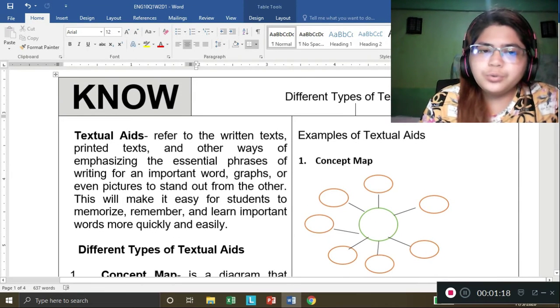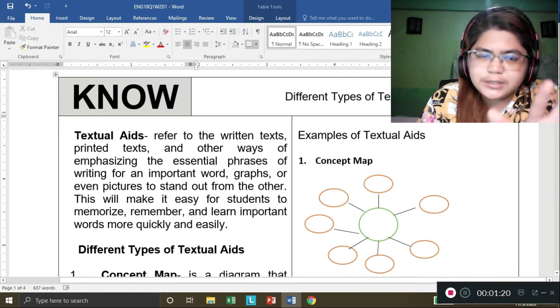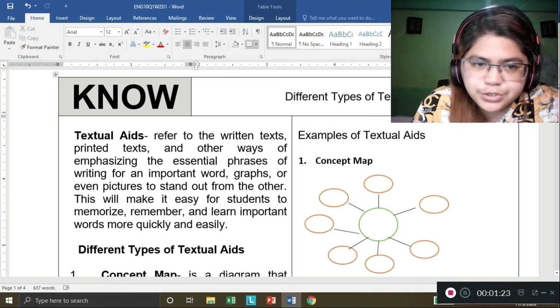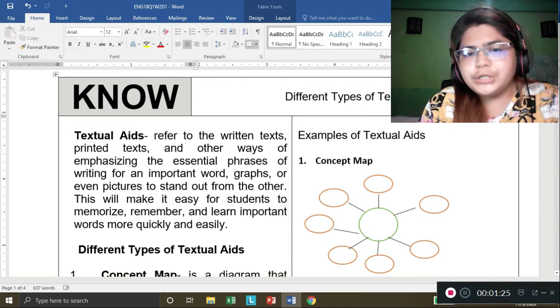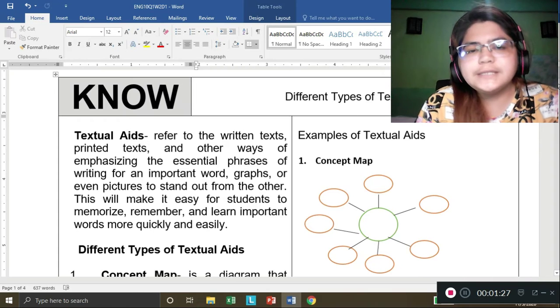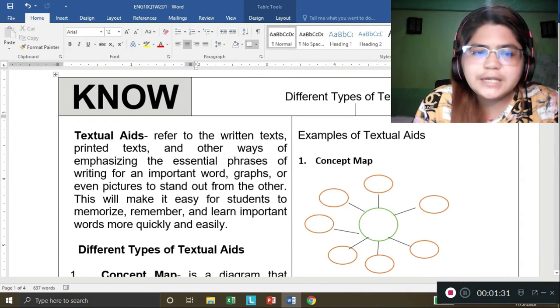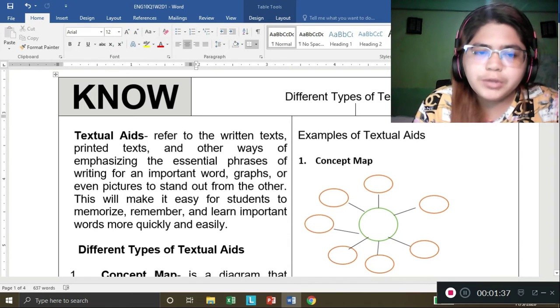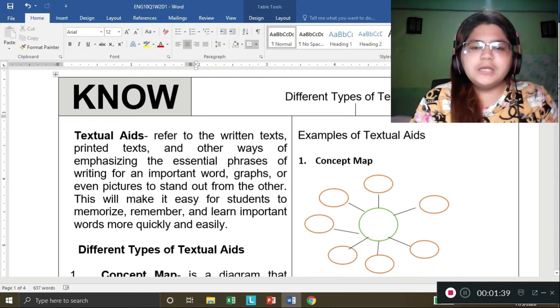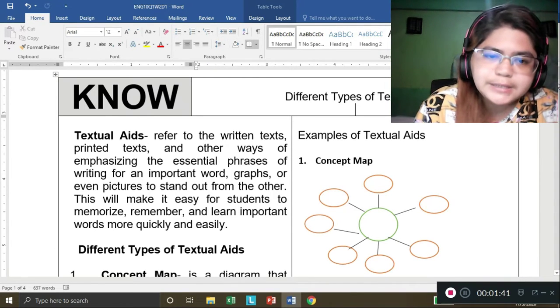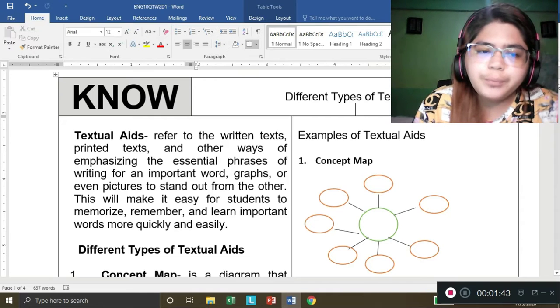So you already know that textual aids here, as what is being flashed on the screen, refer to the written text, printed text, and other ways of emphasizing the essential phrases of writing for an important word, graphs, or even pictures to stand out from the other. This will make it easy for students to memorize, remember, and learn important words more quickly and easily.